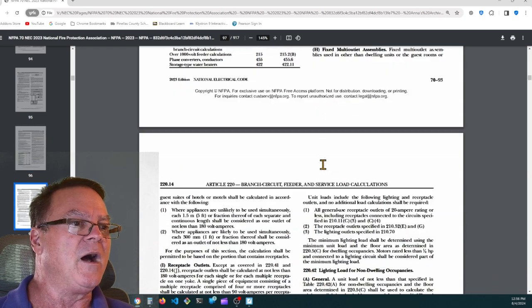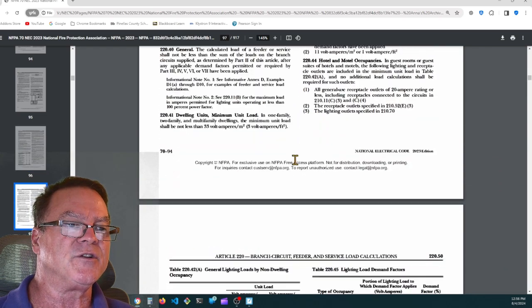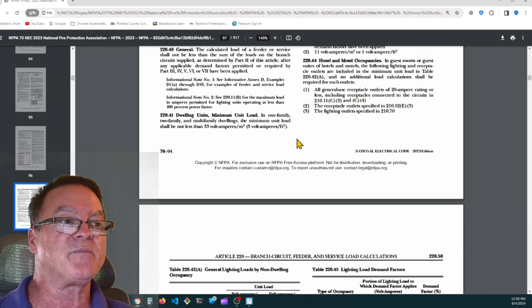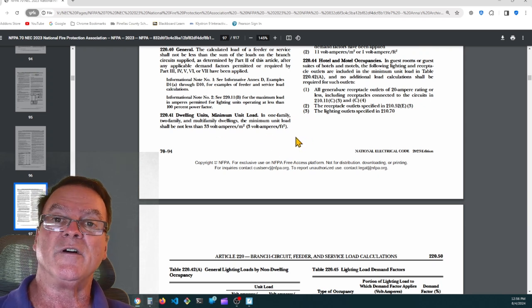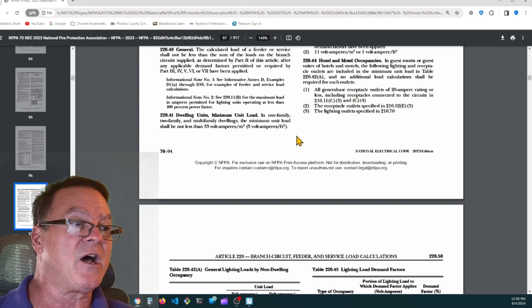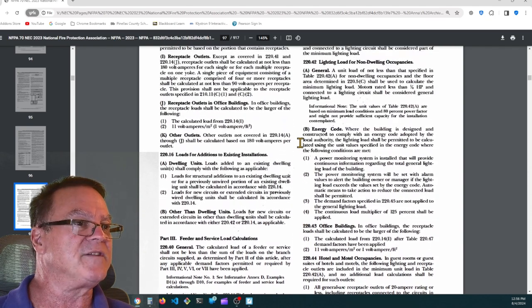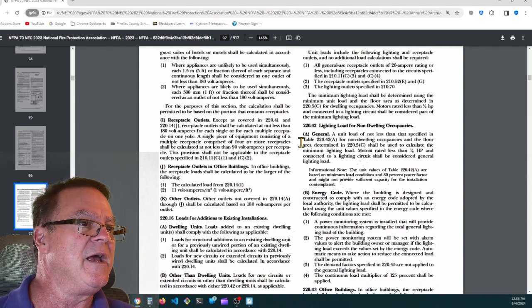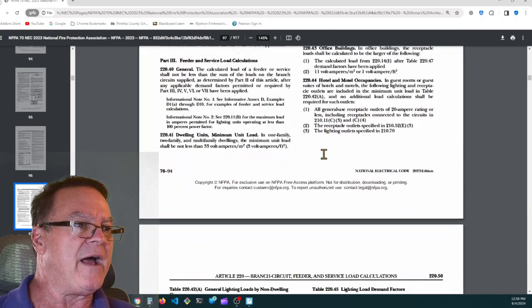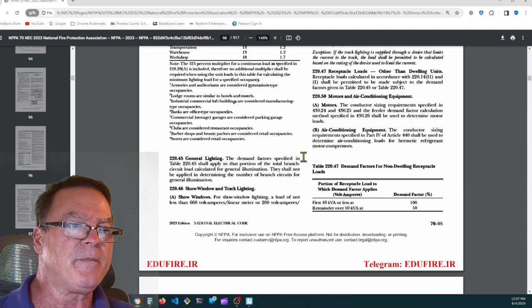We've got 1,200 square feet, and it told us in 220.41 that it's 3 volt amps per square foot. So 1,200 square feet times 3 volt amps per square foot is 3,600 volt amps. Okay, remember that's volts times amps. And then we also have the small appliance branch circuits in the kitchen.